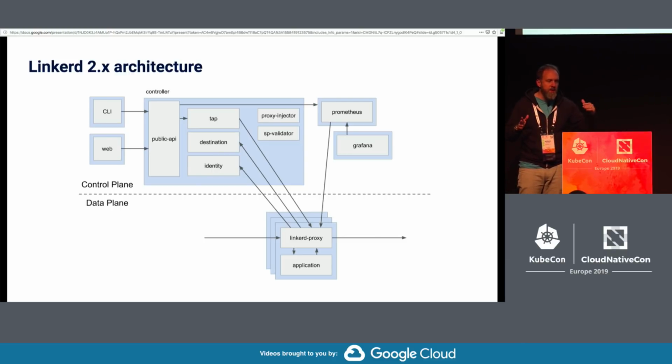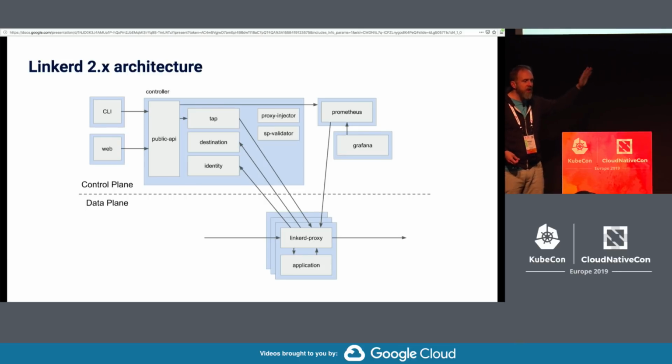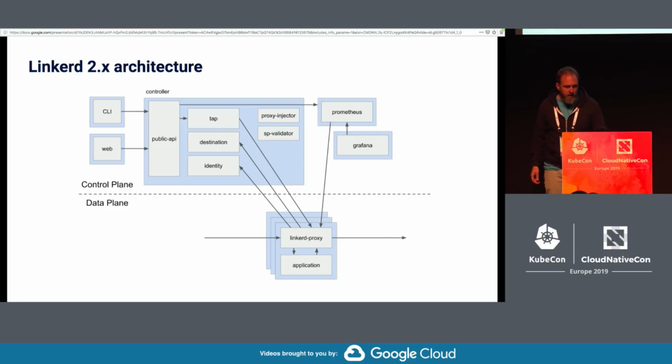I'm not going to go into each of those, but you'll notice that there is an identity component in there that was featured in the keynote. That's actually a little certificate authority, and it's generating certs and distributing them to the proxies. There's a destination service, which is talking to the Kubernetes API and asking it about basically service discovery information. And there are some other components in there. If you go through the docs, this is all pretty well documented on Linkerd.io.